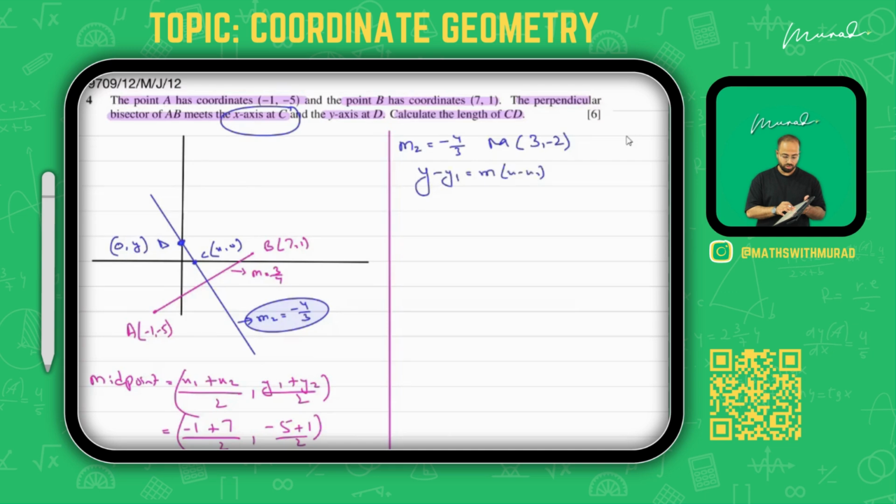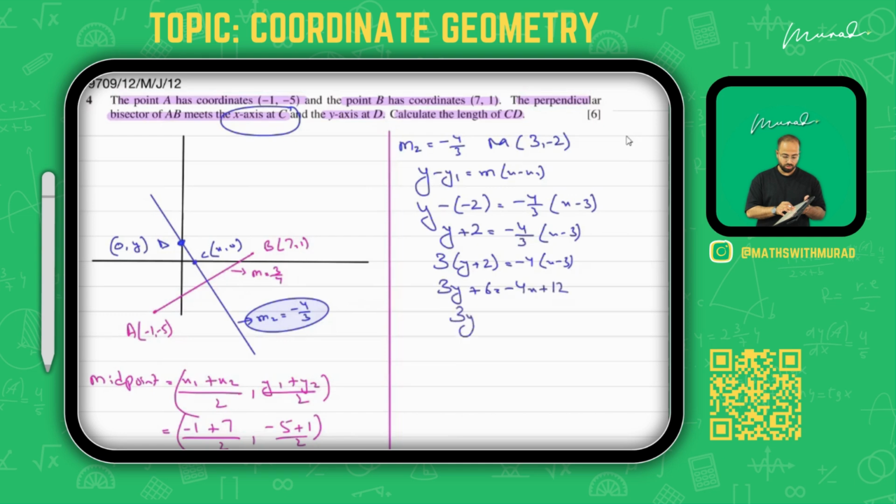So now this is going to be y minus (minus 2) is equal to m, which is negative 4 over 3, times (x minus 3). So y plus 2 is equal to negative 4 over 3 times (x minus 3). The 3 is going to be shifted to the other side. So this will become 3y plus 6 equals negative 4x plus 12, and finally 3y is equal to negative 4x plus 12 minus 6. 3y is equal to negative 4x plus 6. That is the equation of this line.